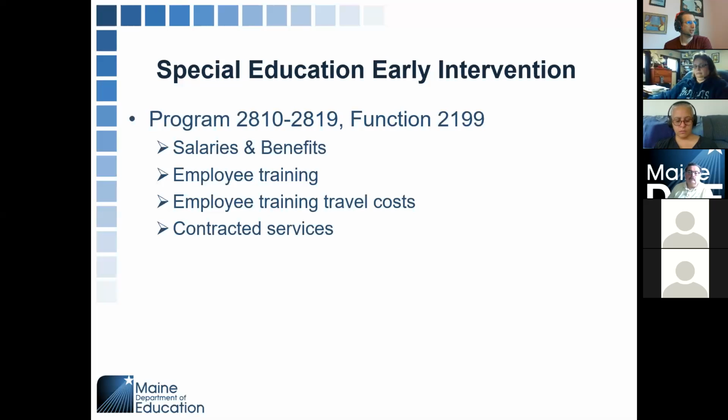And then lastly, we have early intervention services that may be provided. So program 2810 to 2819 is what we look for, and then it has to use function 2199. And again, very similar object codes as far as salary and benefits, employee training costs, and contracted services.